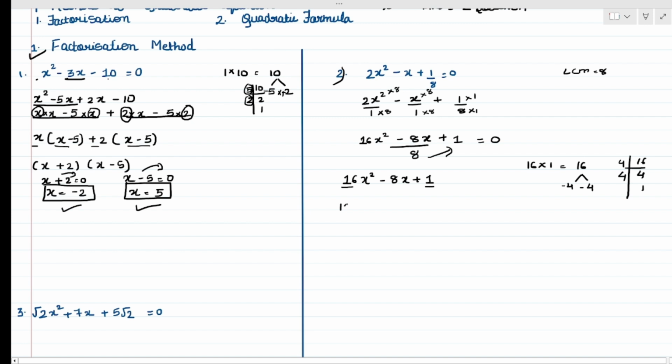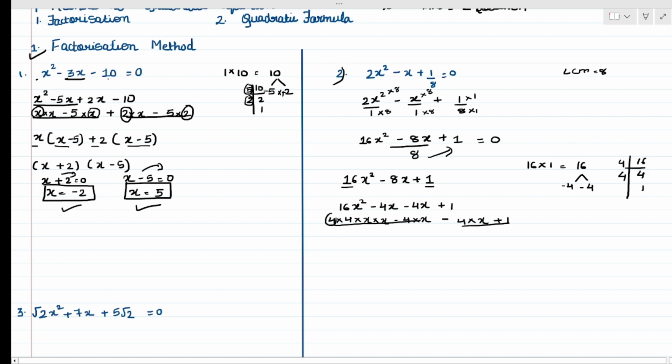So now my equation will become 16x square minus 4x minus 4x plus 1. Okay. Now split them up for clarification. How is my 16 formed? 4 times 4 into x times x minus 4 into x minus 4 into x plus 1. Okay, this is the pair of first two terms and the pair of last two terms.